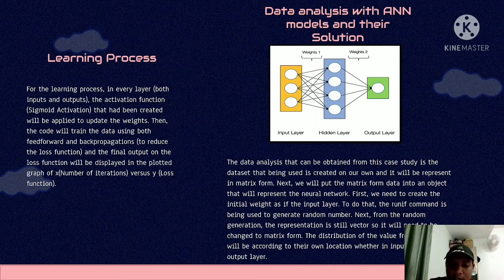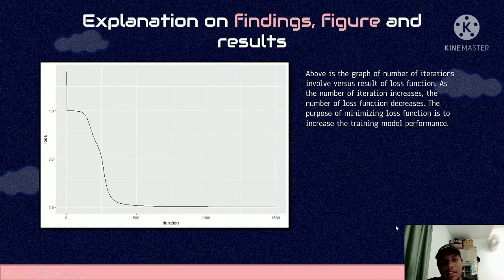First, we need to create the initial weight for the input layer. To do that, the runif command is used to generate random numbers. From the random generation, the representation is still a vector. It is not a matrix according to our dataset earlier, so we need to change it back to matrix form. Next, the distribution of the values from the matrix will be according to their own location, such as where is weight 1, weight 2.